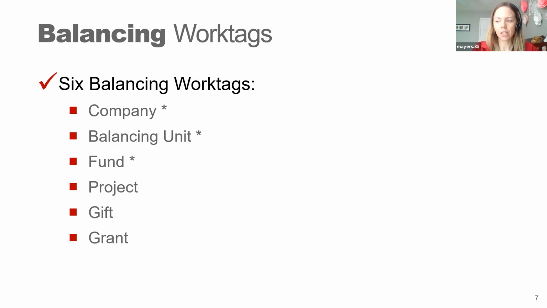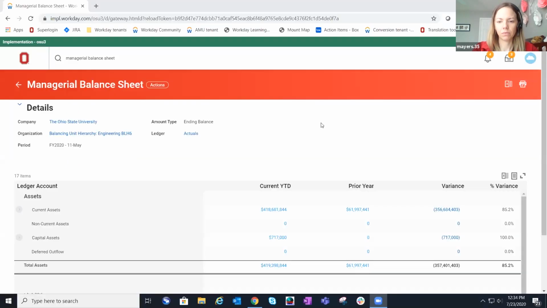Now Arena is going to show us a managerial balance sheet report, and we can look at some of the transactions to see how these balancing work tags work. Thank you, Tiffany. On my screen, I have a managerial balance sheet pulled up, which will be primarily used by the university company. The purpose of this report and the items I want to highlight is the difference between a balancing work tag and a work tag that is not.